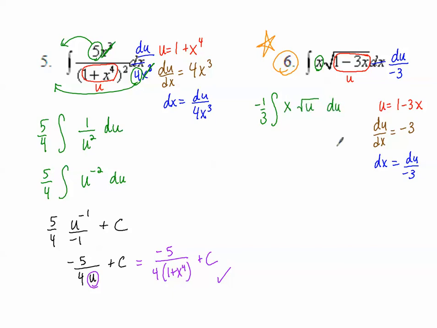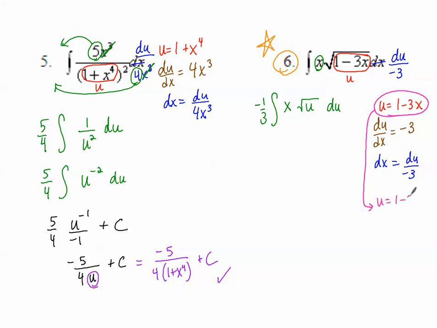Here's the problem. We can't mix x's with u's. We cannot take the antiderivative while there are two different variables here. We're trying to take it with respect to u. So I have to make this x go away. How can we do that? This is how. Look at what we called our u. We defined it as 1 minus 3x. Use our u to solve for x.